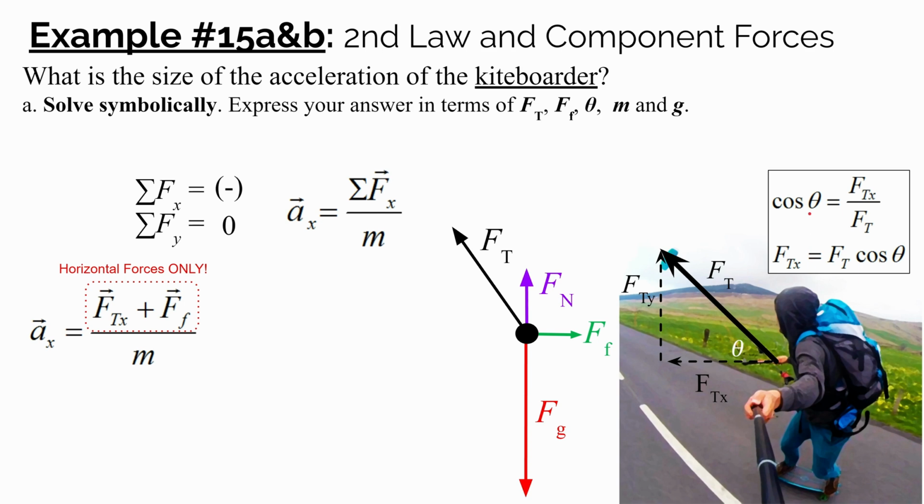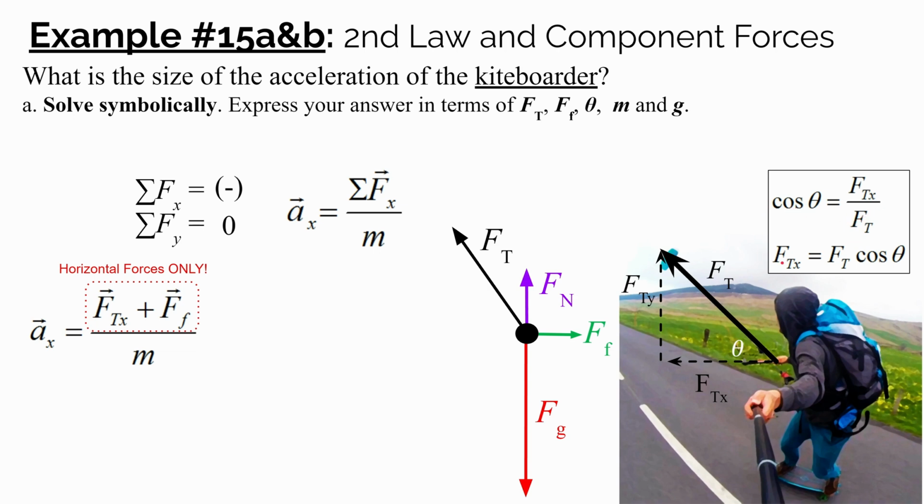All right, the cosine of an angle is equal to the length of the adjacent side, which is the x component of tension, divided by the hypotenuse, which is the actual tension force. So let's rearrange this and solve for the x component of tension. To do so, we just multiply each side by the force of tension. So the force of tension cancels out on the right side and it ends up on the left side.